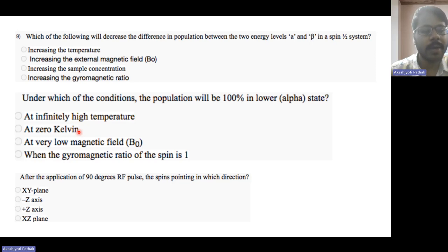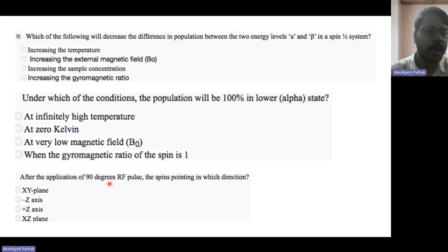And what happens at infinitely high temperature? At infinitely high temperature, it will lead to a saturation condition. What is a saturation condition? A saturation condition is a state where the number of nuclei in both the alpha state and the beta state are equal, right? So these are the two extremes of temperature. At 0 Kelvin, the lowest temperature, all the nuclei will be in the alpha state, and at higher temperature there will be saturation of the spin population.